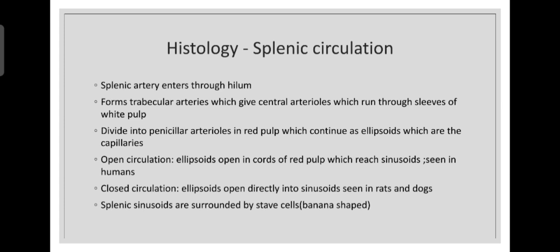Then another most important point, that splenic sinusoids are surrounded by stave cells. That is, these cells are banana shaped cells. They are called as stave cells. Okay, the name of the cells is important. It has some function that during sympathetic stimulation, to increase the red blood cell count in blood, they will constrict, which will give more blood supply into the circulation. Okay, since we have seen that the function of the spleen is to store some of the red blood cells within it and can be released at the time whenever needed.